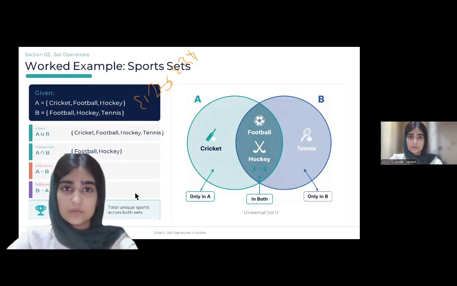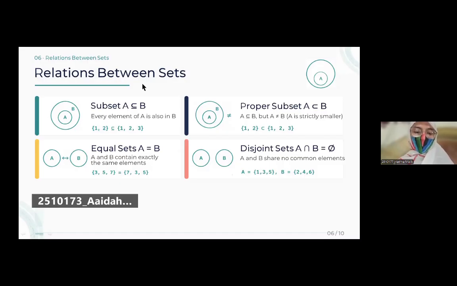Okay, thank you. Assalamualaikum. My name is Hamna Malik. Today I will explain the set relations between sets. In set theory, relations between sets describe how two or more sets interact, compare, and share elements with one another. First, I will explain subset.